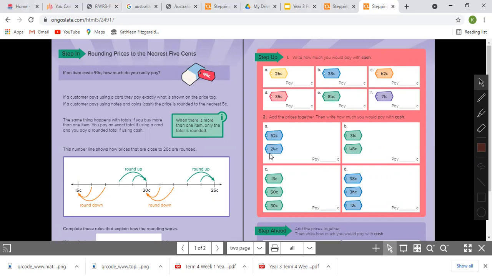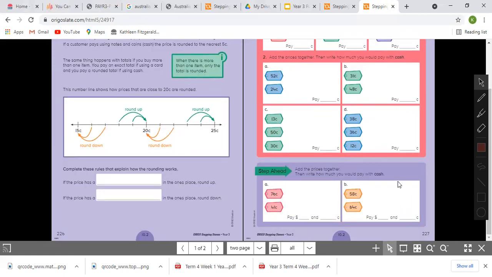And then you need to add these prices together, 52 cents plus 24 cents. So the 2 and the 4 would be 6 cents. The 5 and the 2 is 7, so that would be 76 cents. And then how would you round 76 cents to the nearest 5? You'd round it down to 75 cents. So you would pay 75 cents. And there's room there for you to do all of your working out. Add up your numbers, work out what the total of the numbers is, and then round it to say what you would pay.